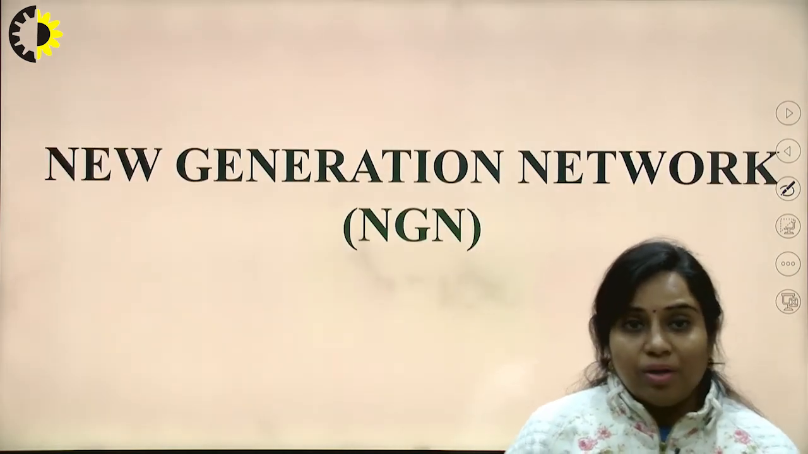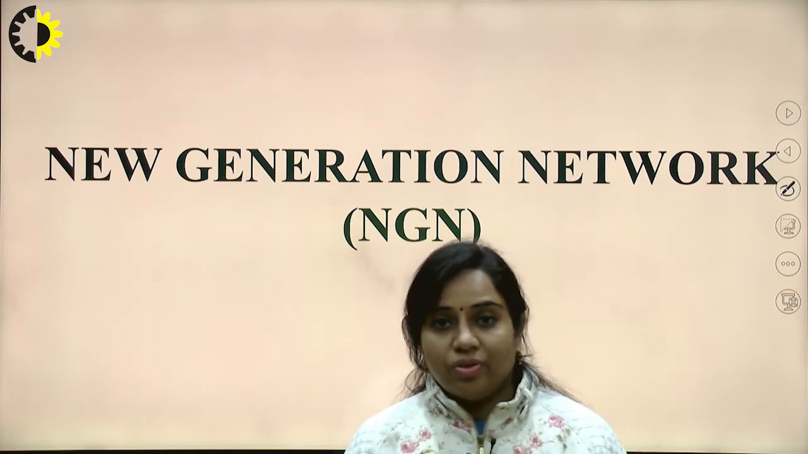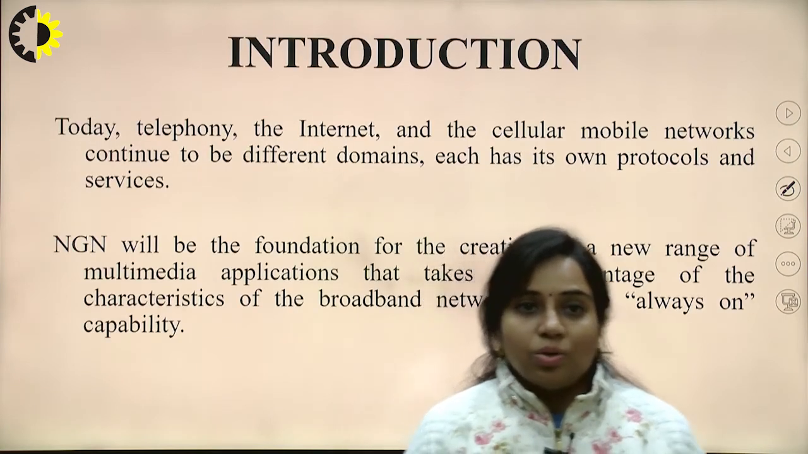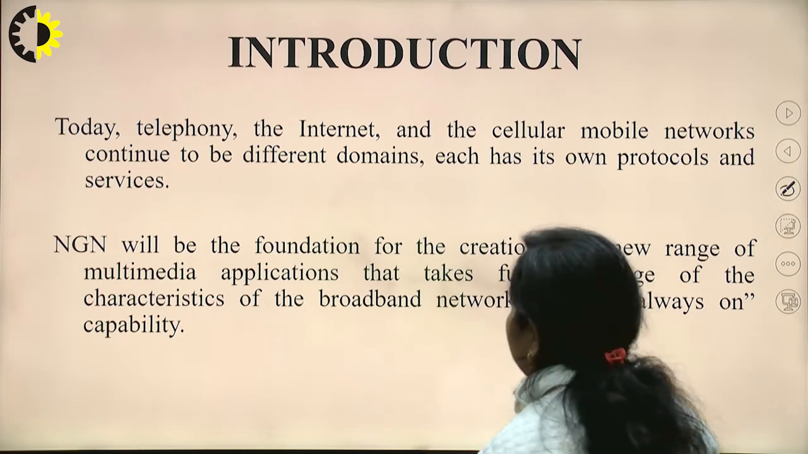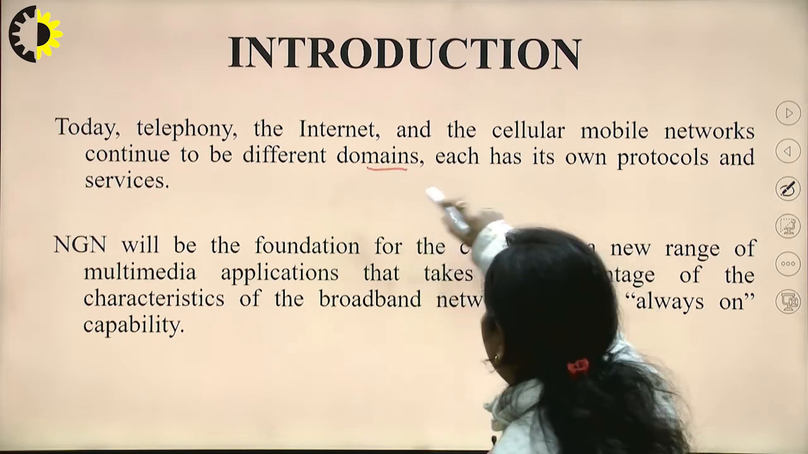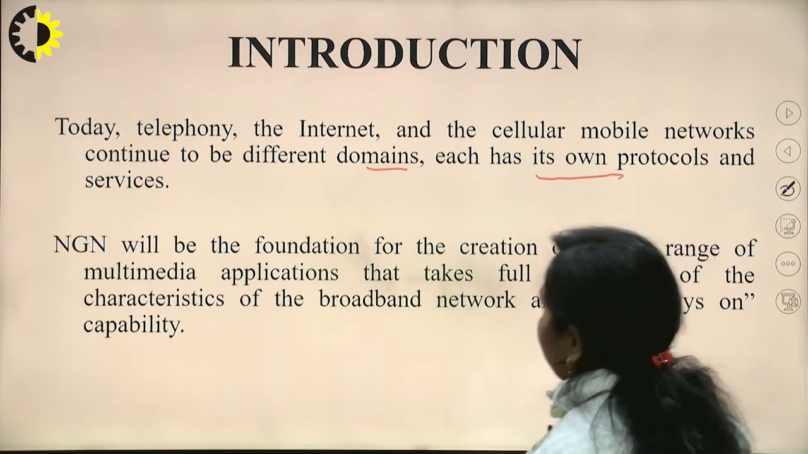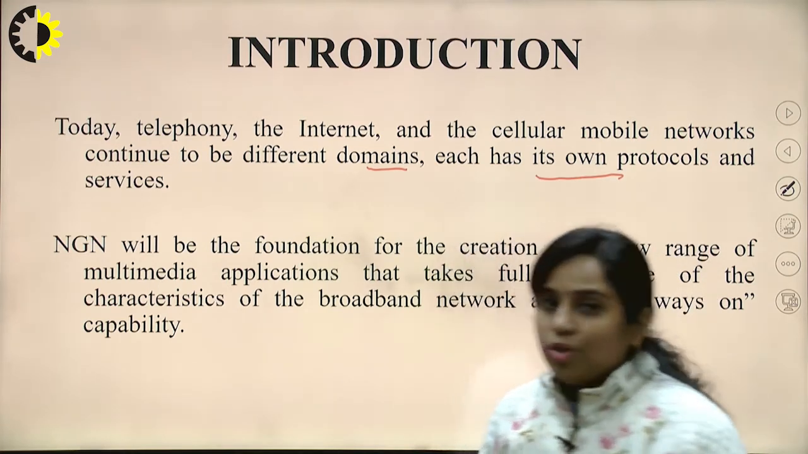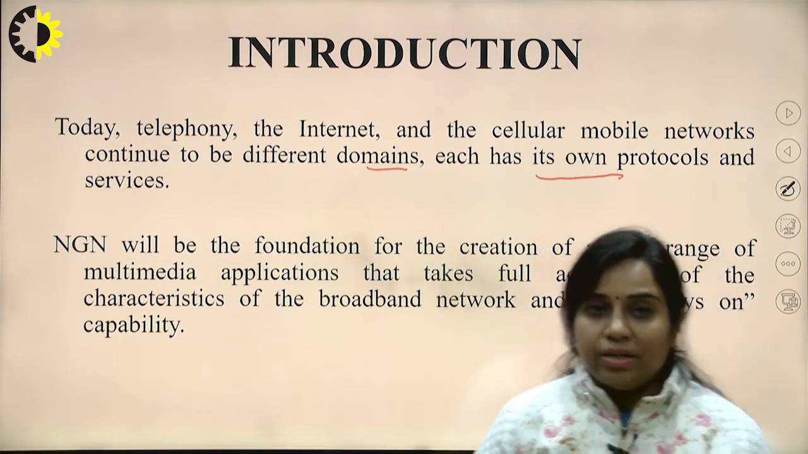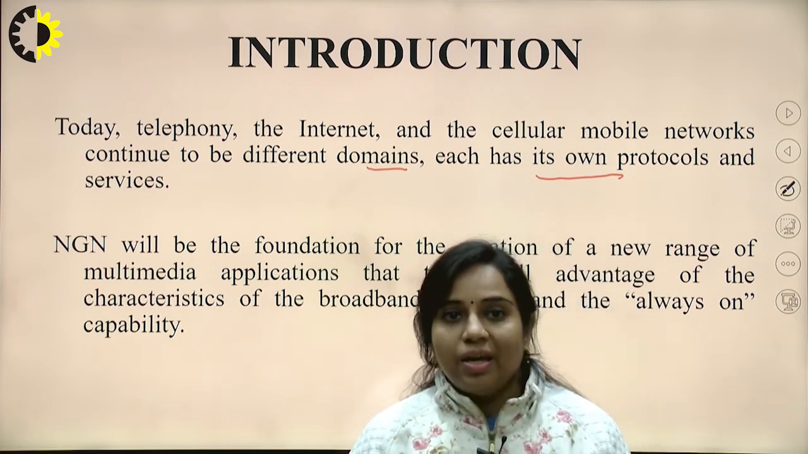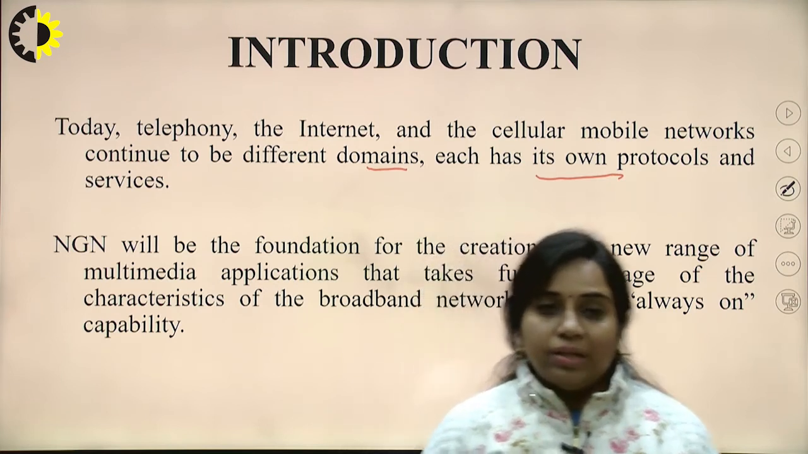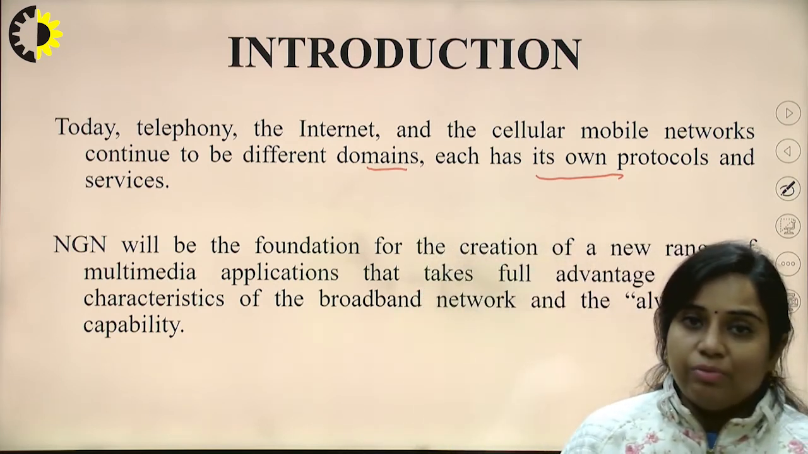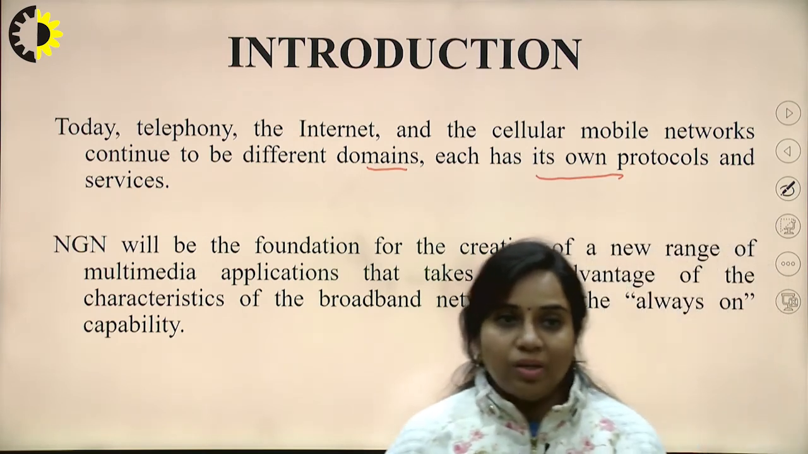Now the second part of today's lecture is next generation network, that is NGN. Today telephony, the internet and the cellular mobile network continue to be different domains. Each has its own protocol and services. Which means that telephony is used to transfer voice signals, the internet is used to transfer data and deals with data rates. Cellular mobile phones means that the transmitter and receiver are moving in nature.